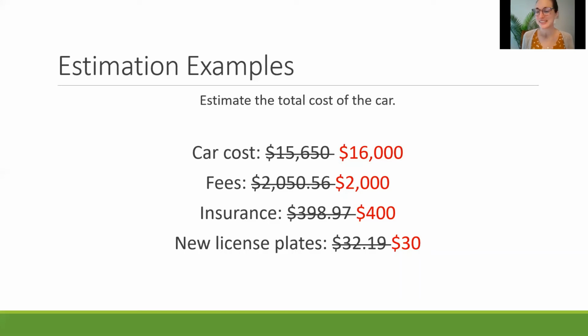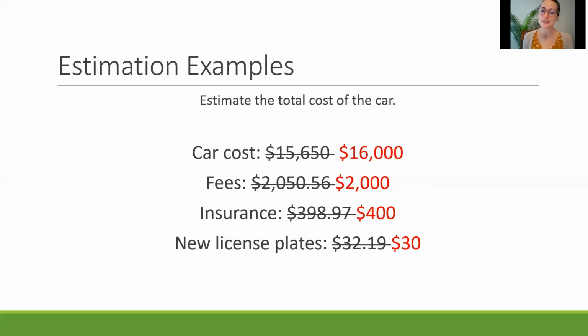$2,050.56. It's easier for me to round that one down to just 2,000. Insurance, it says, is $398.97, and that would be much easier to work with if we just called it an even 400. And for new license plates, it was $32.19. And I'm just going to round that down to 30.